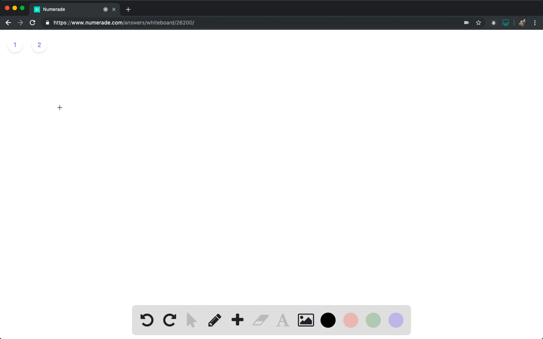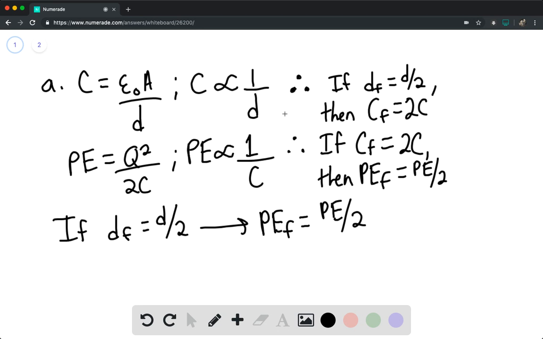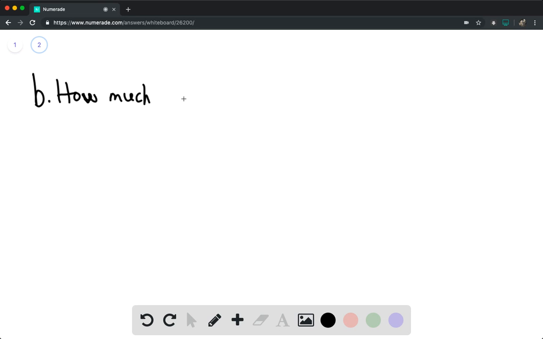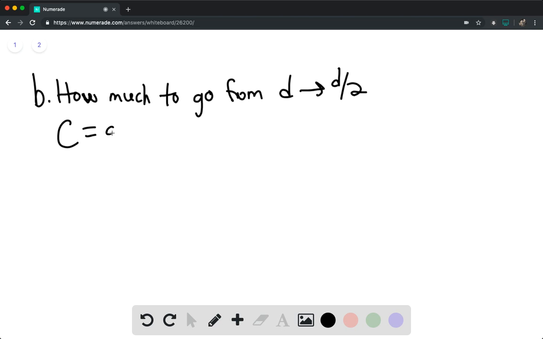And so we can go on to B, asking how much work it takes to decrease the distance to d over 2. So how much work to go from d to d over 2. So we know that the capacitance is equal to the electric permittivity of free space times the area divided by d.